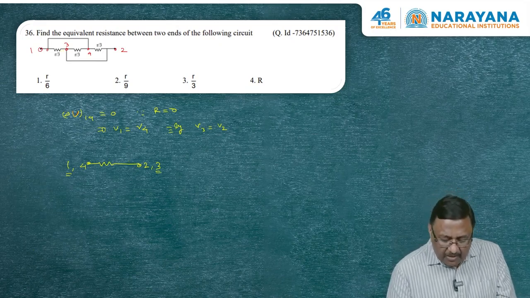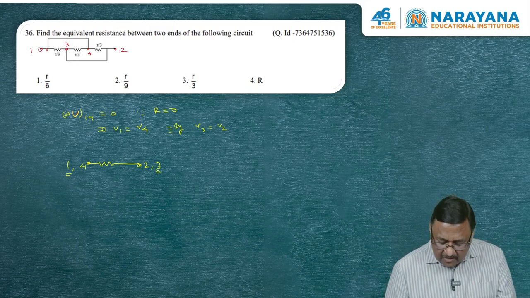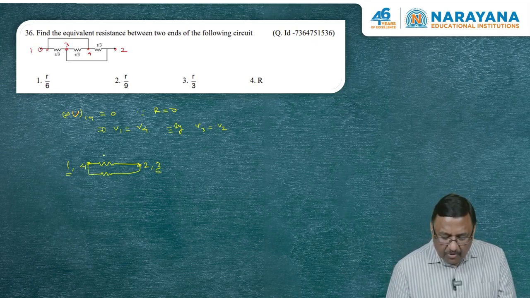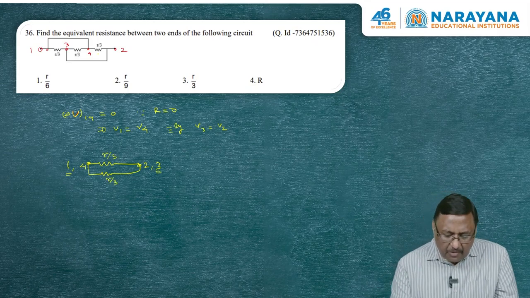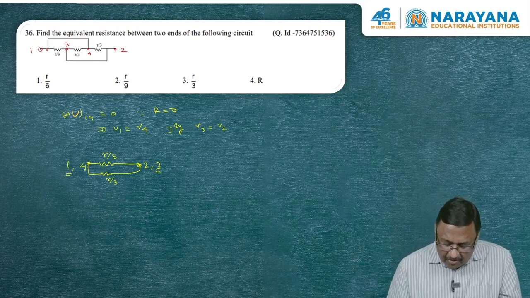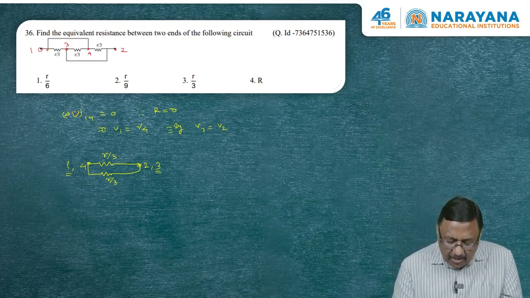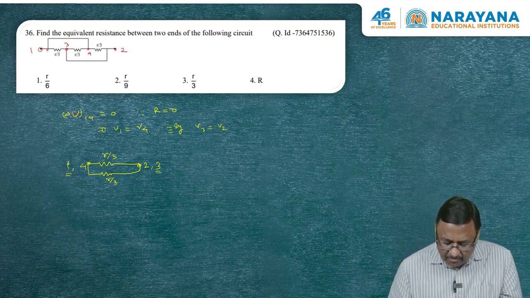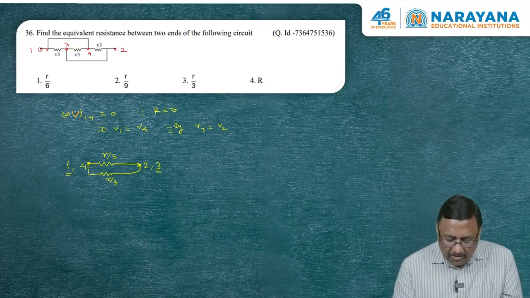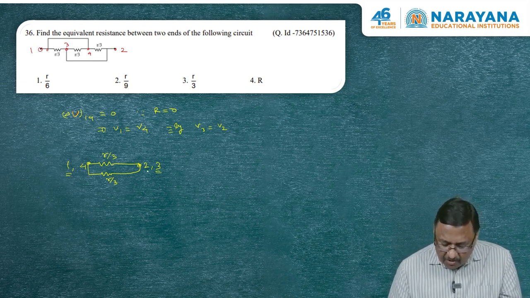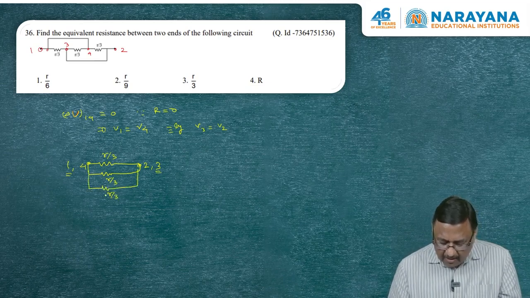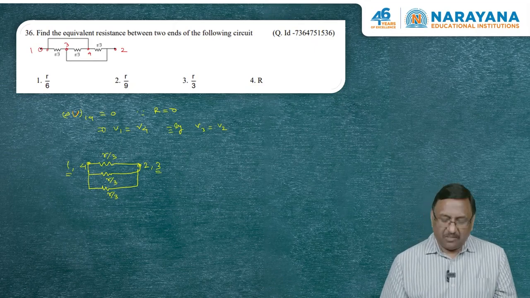Similarly, I can say between 3 and 4 there is a resistance. So I say there is a 3 point, there is a 4 point. So I can say there is another resistance between 3 and 4. It is given to be R by 3. It is also R by 3. Similarly, between 1 and 3 we have covered. Between 3 and 4 we have covered. Between 4 and 2, 4 is here, 2 is here. That means there is another resistance between 4 and 2. So I can connect in this manner. It is R by 3. I hope you can understand it is also R by 3.